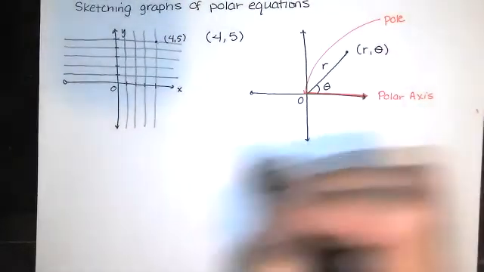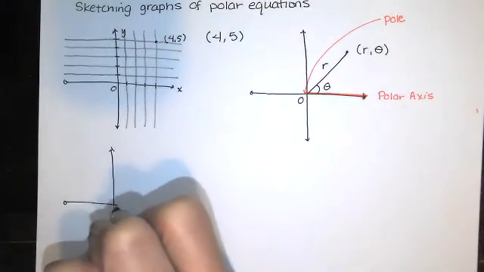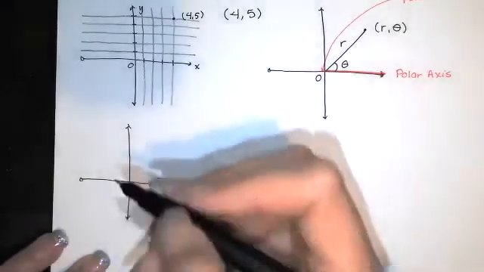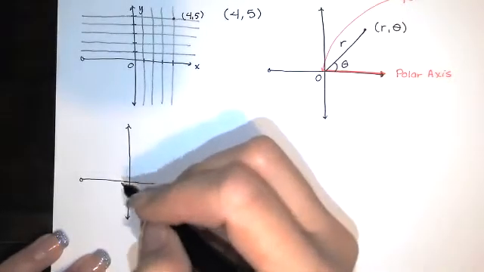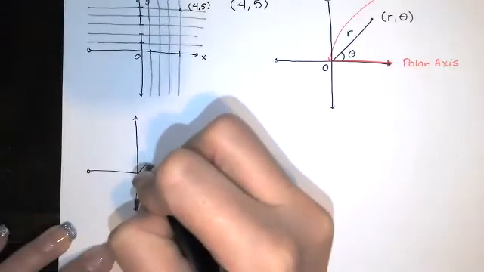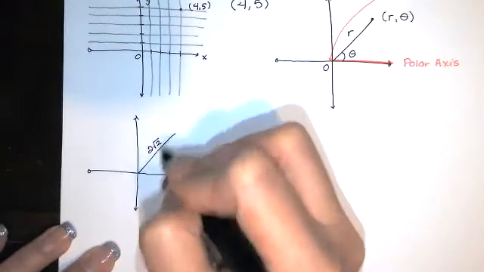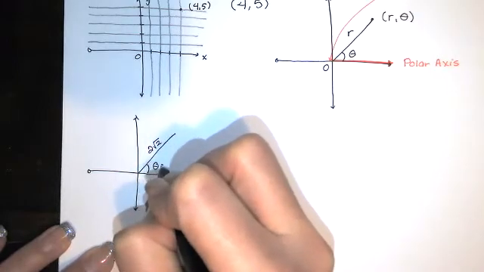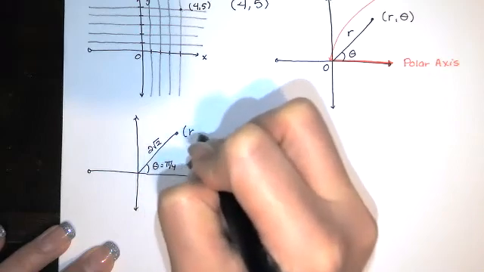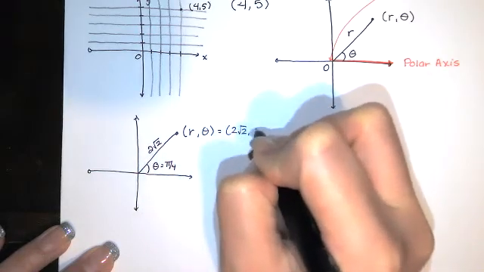So, for example, if r equals, let's just say, 2 times the square root of 2, I would go 2 times the square root of 2 units from the origin. And if theta equals pi over 4 at the same time, this point can be represented by r, theta equals 2 root 2 and pi over 4.